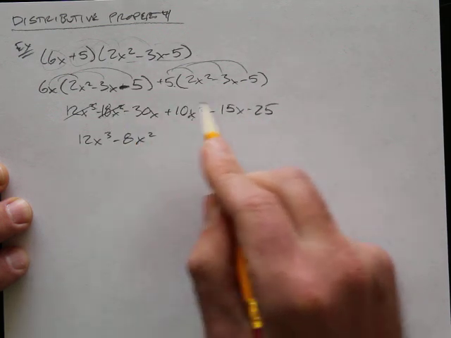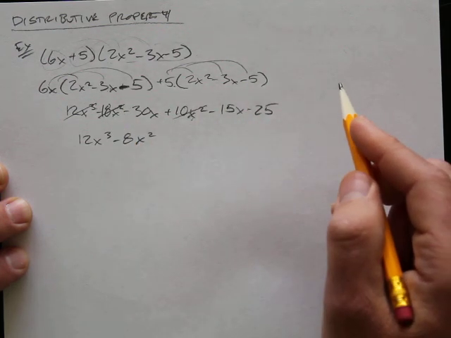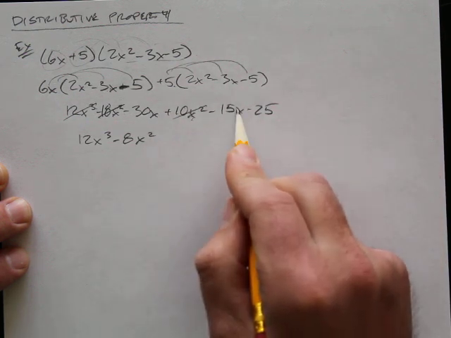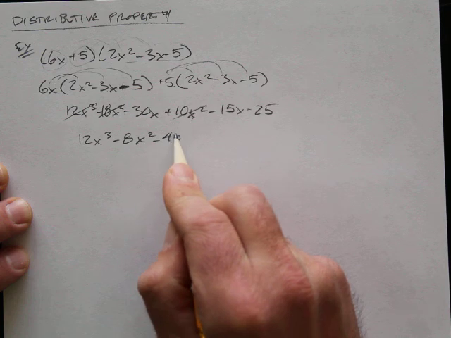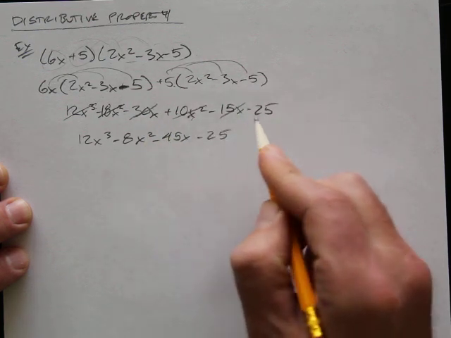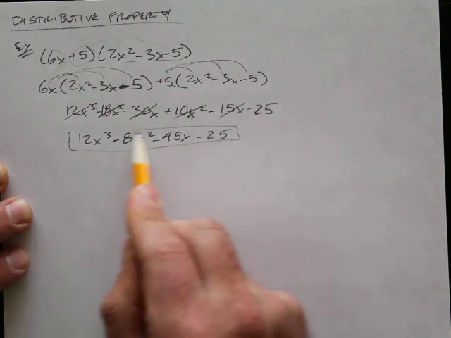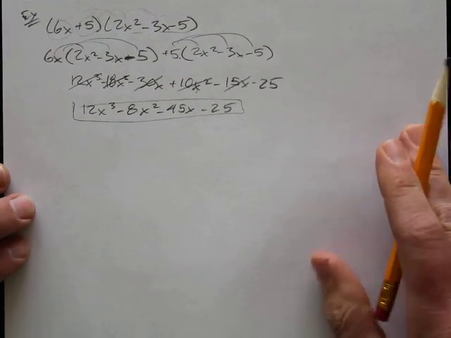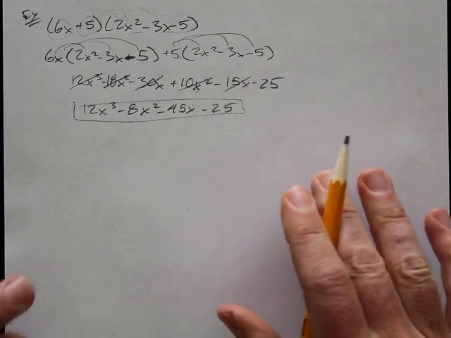All right, that goes away. Glad I noticed that one. All right, negative 30x, negative 15x, negative 45x. The x's are done, and I'm just left with this negative 25, and there's nothing else I can do to this polynomial. That's as good as it gets, or that's as done as it gets.